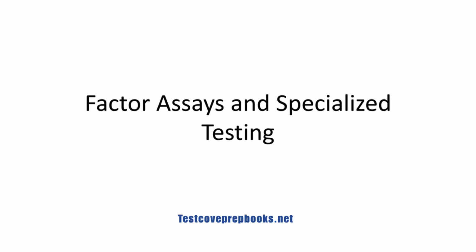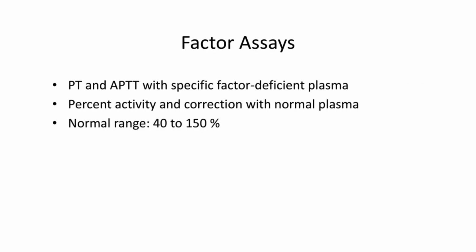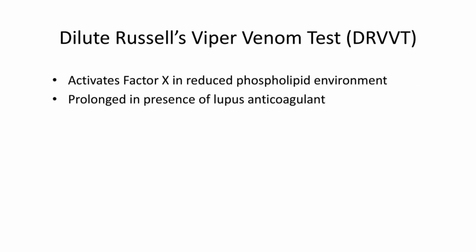Now let's review some specialized factor assays and hemostasis testing methods. Factor assays begin with PT and APTT testing performed using specific factor-deficient plasma. The percentage activity of the patient's plasma and the amount of correction with normal plasma are determined. A range of 40 to 150% is considered normal. The dilute Russell's Viper venom test, or DRVVT test, uses snake venom that directly activates factor 10 in the presence of reduced phospholipids. It is prolonged when the lupus anticoagulant is present.